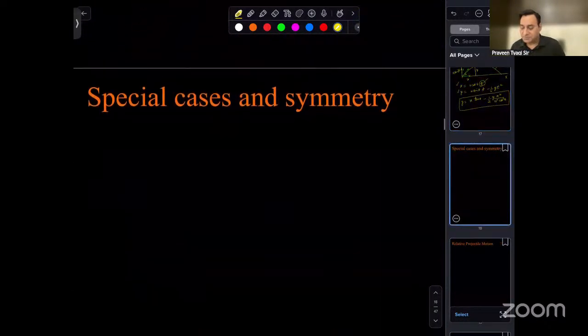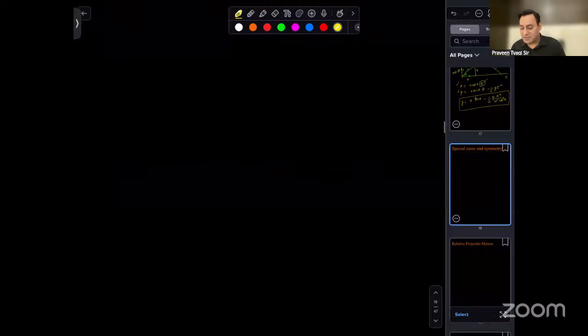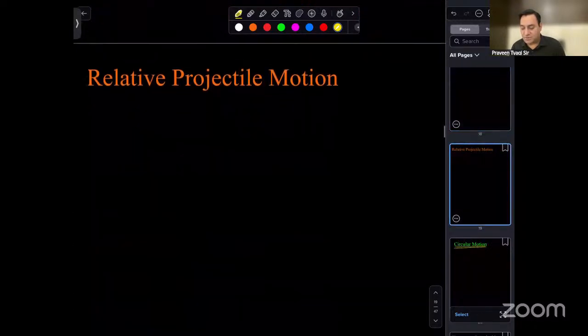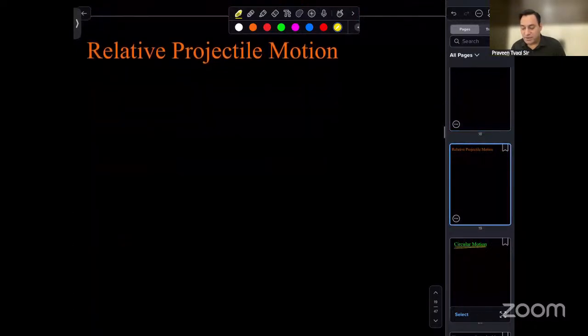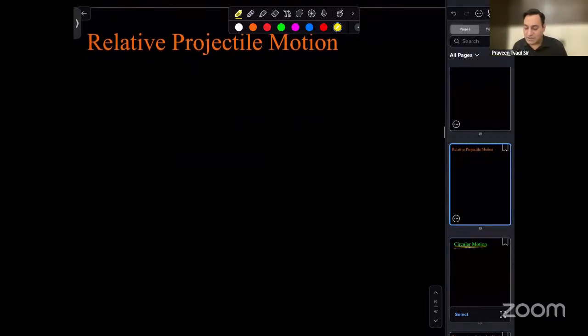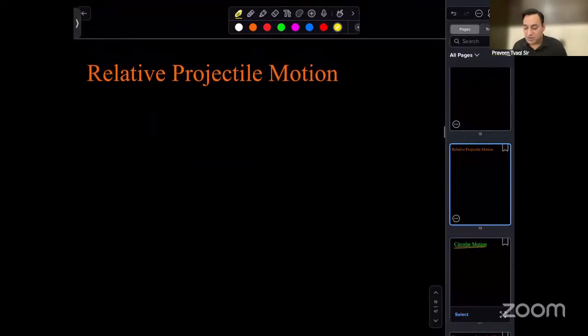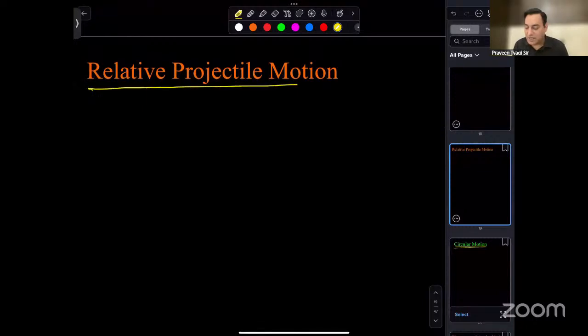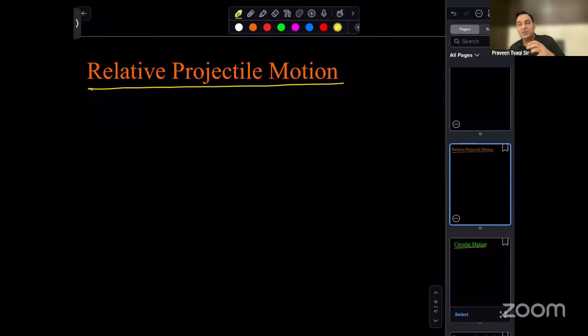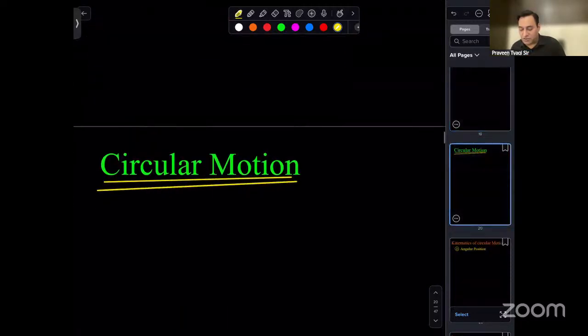Now, special cases in symmetry. I don't know what special cases we referred to. Relative projectile motion. Yeah, this is also interesting, and very interesting because questions based on this came in IIT. And this is not only for relative projectile motion. This is like equations of motion also. We can apply relative motion in one dimension. We can apply relative motion in two dimensions. And let me give you a glimpse and a few questions based on that.